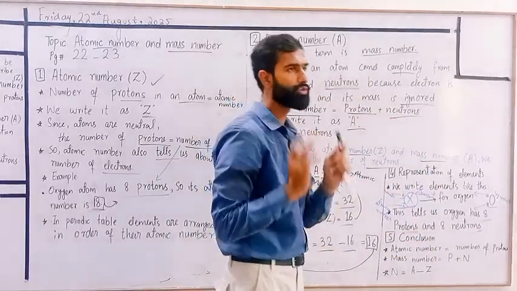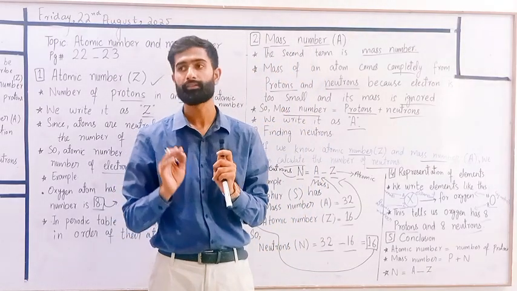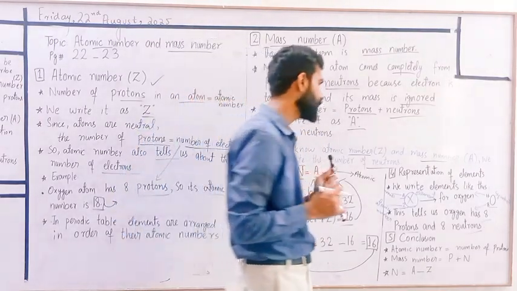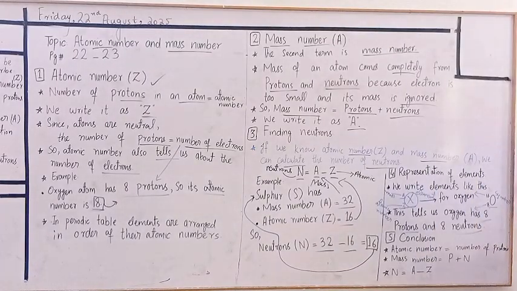So what is the conclusion of this video lesson? It's time for a quick recap of what we learned. Atomic number is equal to the number of protons and it is represented by the letter Z. Secondly, mass number. Mass number is the sum of the number of protons plus the number of neutrons. It is represented by the letter A.